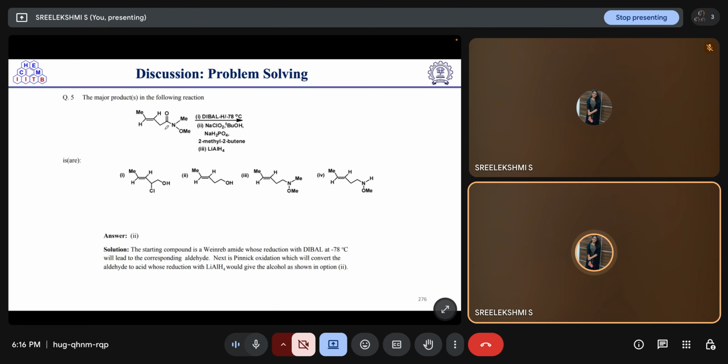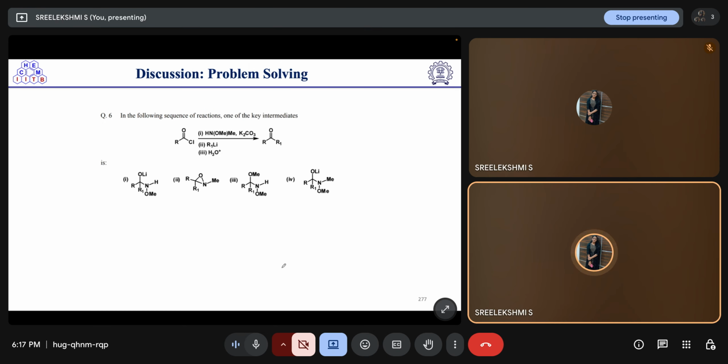So here what is happening, this is a Weinreb amide. So firstly DIBAL-H will convert this Weinreb amide into the corresponding aldehyde. Then Pinnick oxidation will convert that aldehyde into the corresponding carboxylic acid. Then LAH will reduce it into the corresponding alcohol. So the correct answer would be option 2. Starting compound is a Weinreb amide. DIBAL-H will reduce it, the corresponding aldehyde will form, Pinnick oxidation will make it into acid, and LAH reduction will give the alcohol.